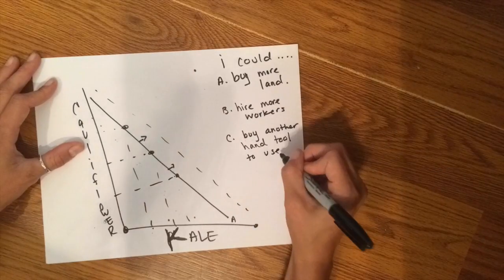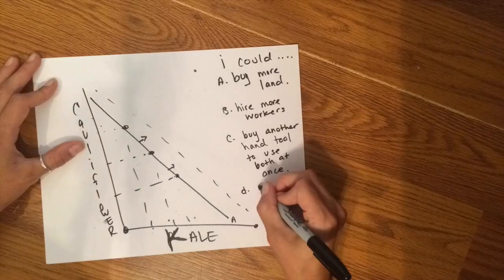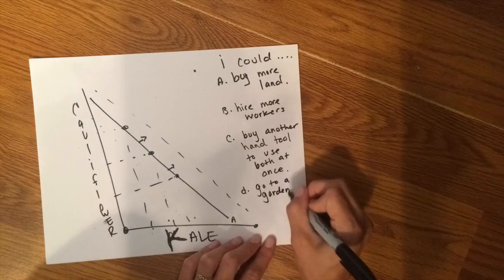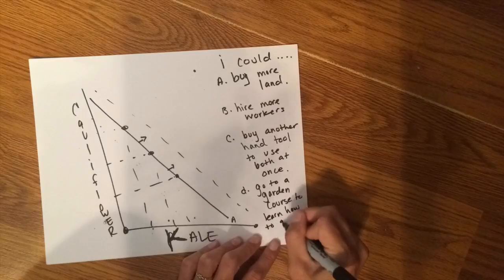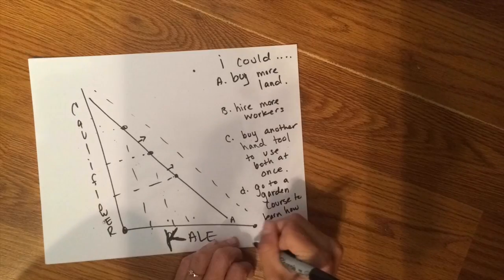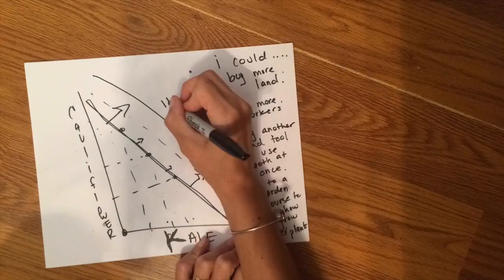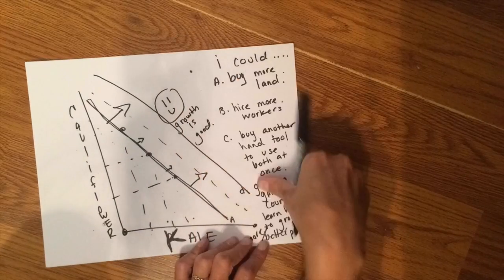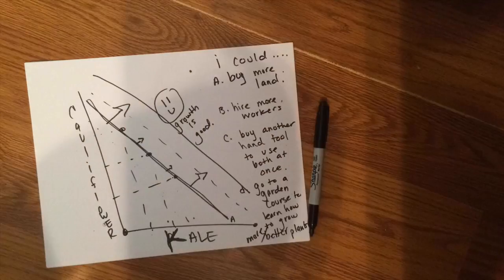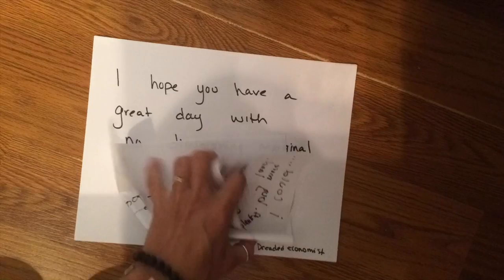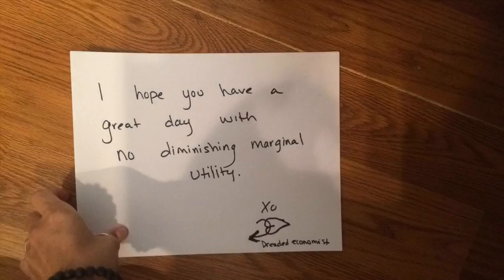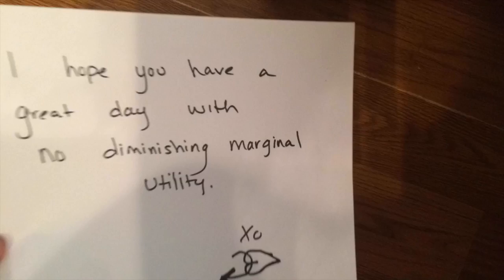I could buy another hand tool, so maybe I could use two tools at the same time, or somebody else can do a job with me at the same time. And then maybe I need to go to a gardening course to better my education on growing more or healthier plants. So all of these would cause me to have some growth to the right with an increase in my productivity. And that's economic growth and productivity in a nutshell.